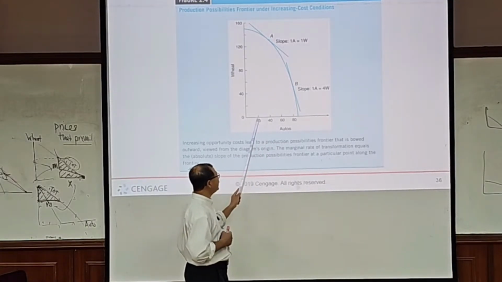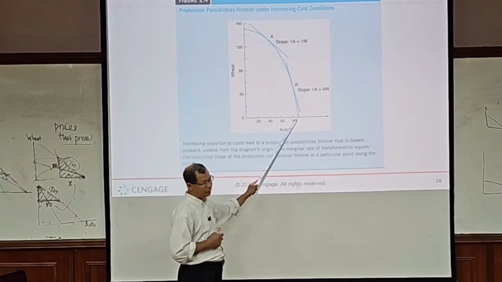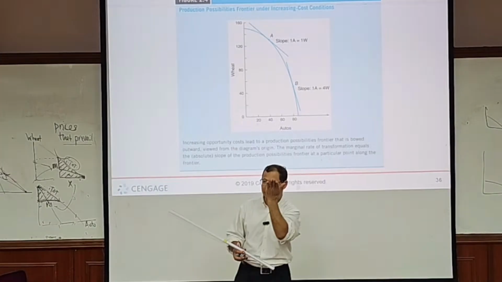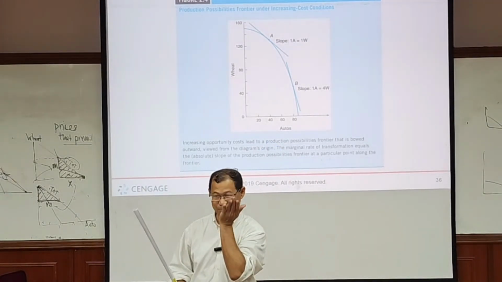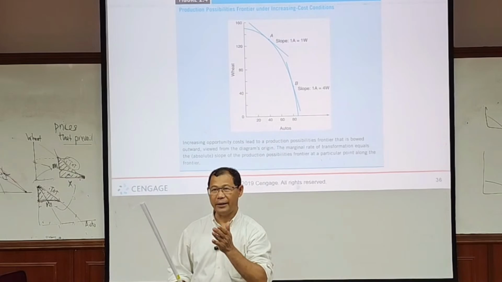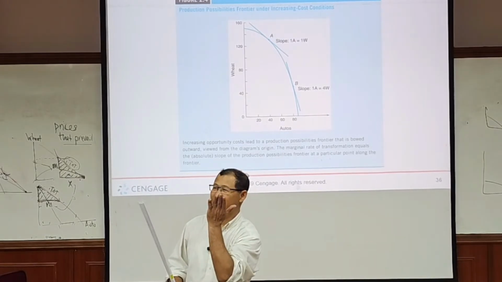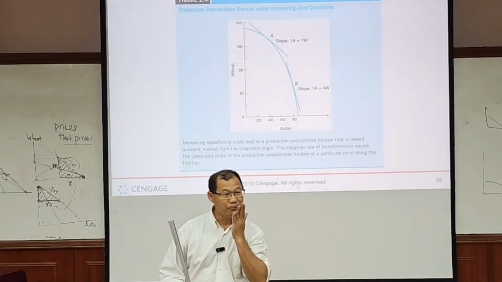As you increase one more auto, increase one more auto, increase one more auto. Let's say you start with 20. This is the tangent point. Tangent line, tangent point. Me, my drama, kissing point. I meant to say tangent point.